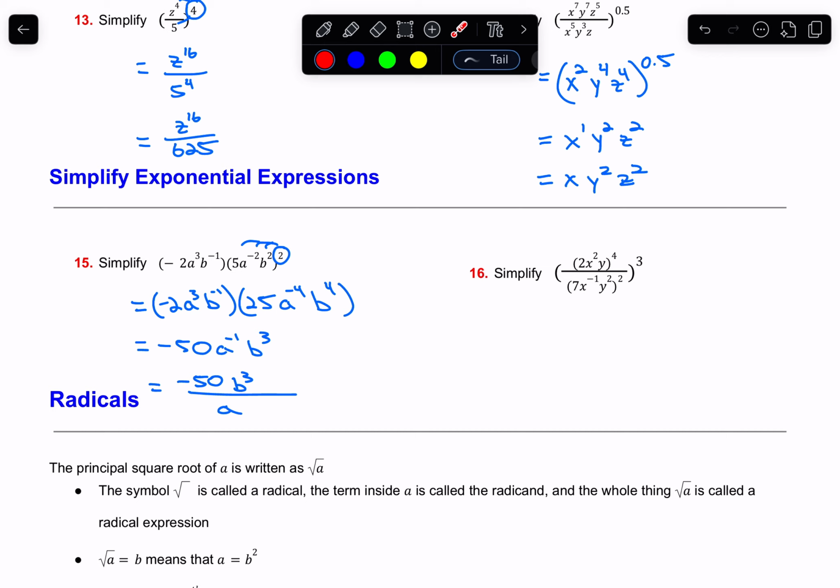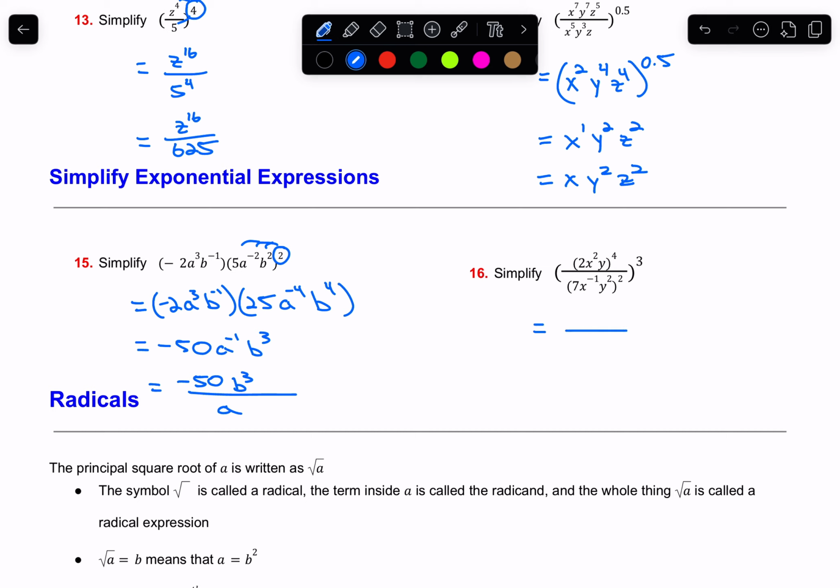All right, number 16. We're in another situation where we have a fraction on the inside and an exponent on the outside. So it's up to us what we want to do first. We can either simplify this inside first or distribute this exponent out here first. In this case, it looks like it might be a little bit easier to simplify the inside first, so we're going to go ahead and try that.